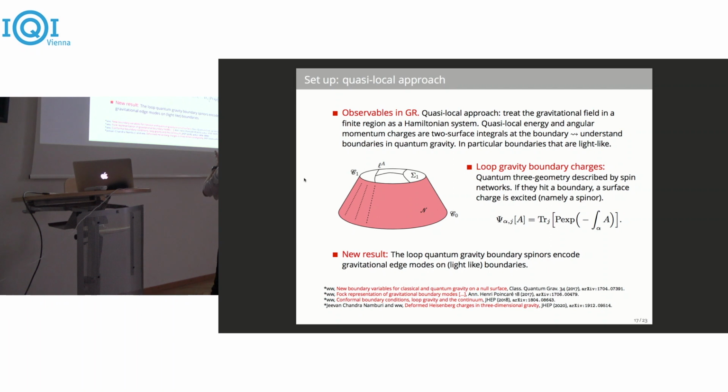So by coupling quantum gravity spin network states to boundaries, you excite spinor fields at the boundary. And it turns out that these spinor fields have a nice geometric interpretation, because they are the square root, in this sense, of the light-like generators. The null directions, the light-like directions that make up these null surfaces.